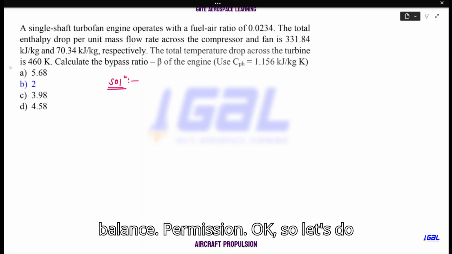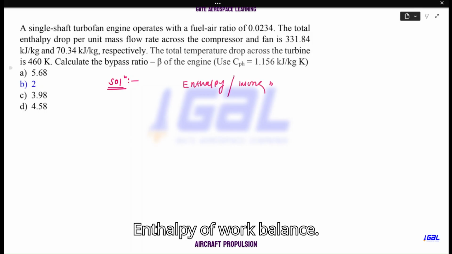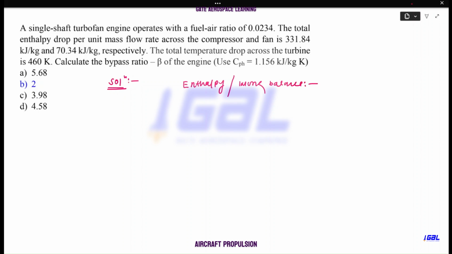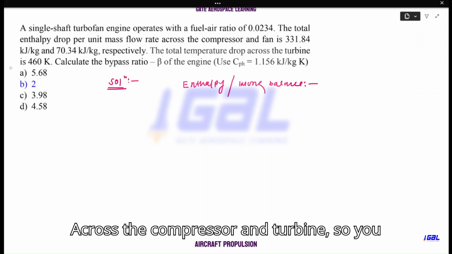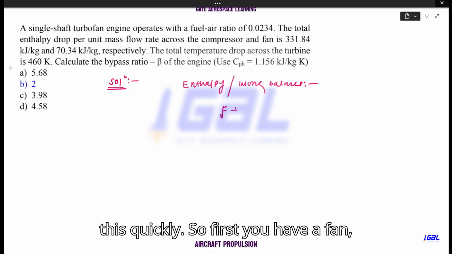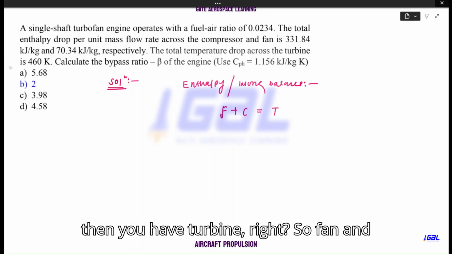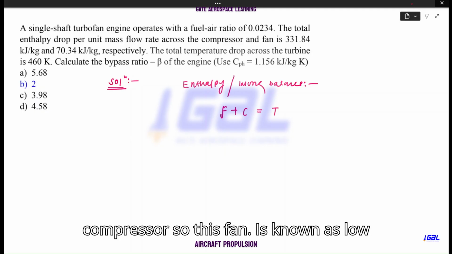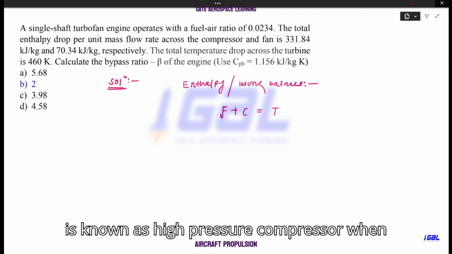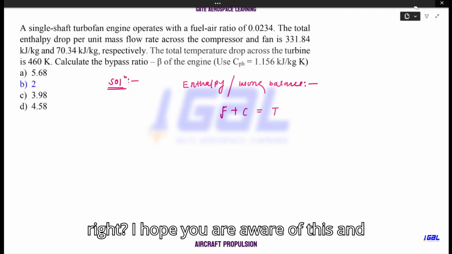So let's do the enthalpy or work balance across the compressor and turbine. So you can write one equation. First you have a fan, then you have compressor, and then you have turbine, right? So this fan is known as low pressure compressor and this compressor is known as high pressure compressor when you talk about the turbofan engine. I hope you are aware of this.